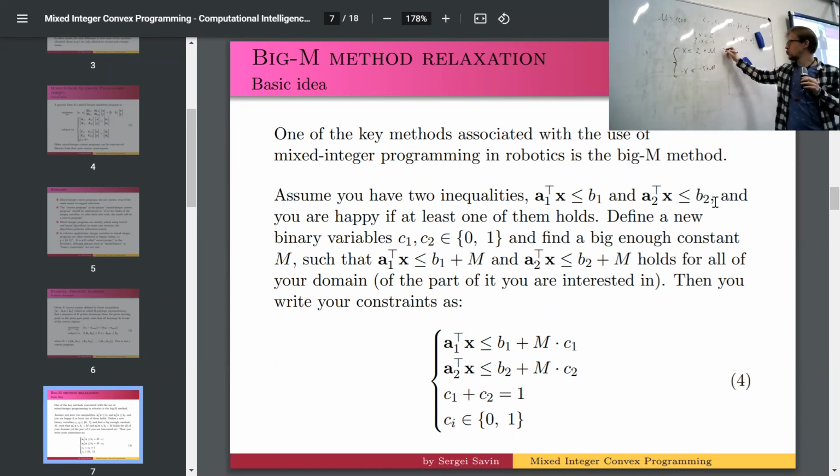So what we want to do is switch them off and on, those M variables. So we'll multiply it by C1 and C2. Now, if C1 is equal to 1, this constraint will always hold. So basically, it's going to be switched off when C1 is equal to 1. When C2 is equal to 1, this constraint is going to be switched off. So if both of them are equal to 1, all constraints are switched off.